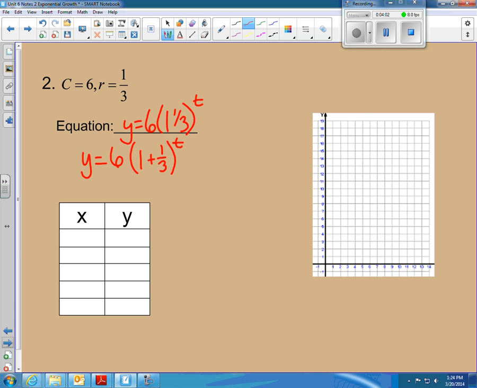You have calculators that have buttons for fractions. So you should be able to type in the fraction 1 and 1/3. Okay, that's that ABC button if you have a scientific calculator that you're using. All right, our t values again, -2, -1, 0, 1, and 2. So we're going to take 6 times 1 and 1/3 to the -2 power.